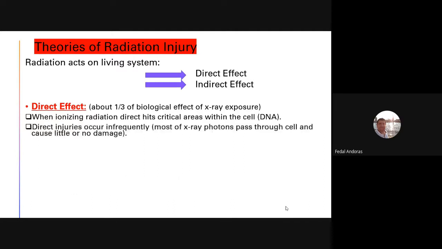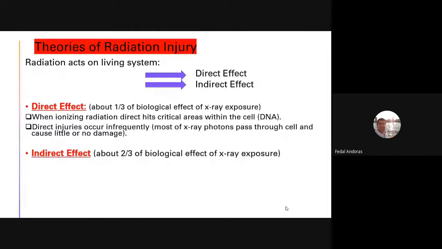Direct injuries occur infrequently. Why? Because most X-ray photons pass through the cell and cause little or no damage. If you remember from the previous lecture, some of these pass, some of these scatter. Few of these will be photoelectric absorption or Compton scatter or Compton absorption. So most of these go through the cells without any change. So the direct effect will be less.